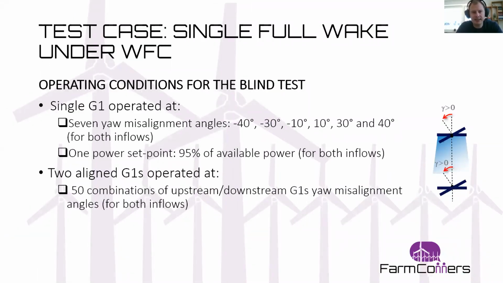For the blind testing case, we have more operating conditions, obtained by testing a single G1 for 7 yaw misalignment angles and 1 power set point, and also 2 aligned G1s. However, they were misaligned, both the upstream and downstream, with 50 combinations of yaw misalignment.